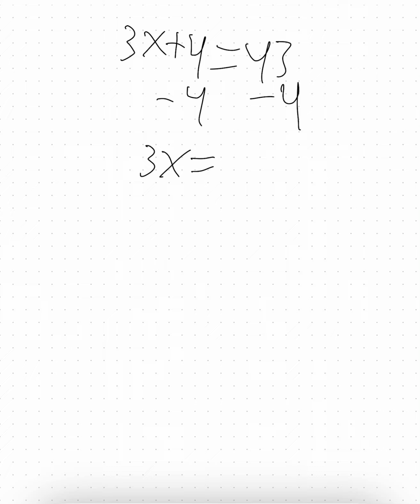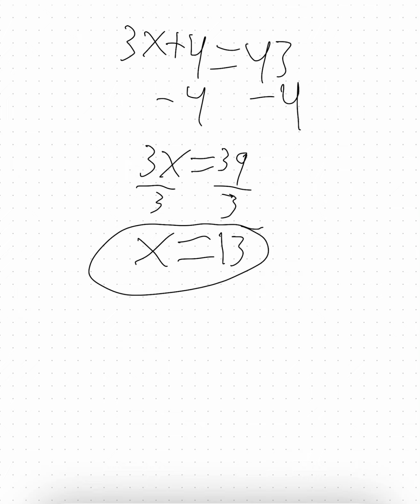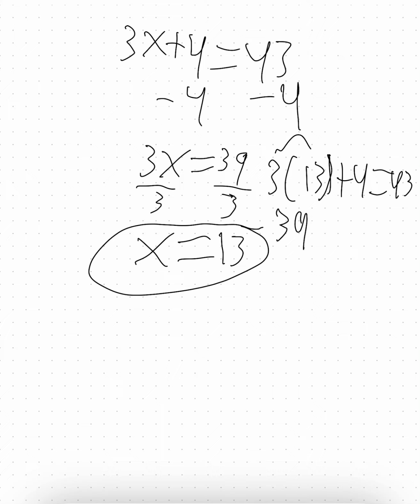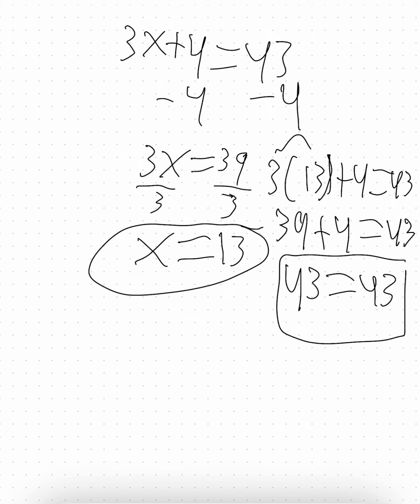So 43 minus 4. Sometimes your algebra teacher may let you have a calculator for algebra like this. If they don't, try to work it out. 3x is equal to 39. Well, let's undo this multiplying by 3 by dividing by 3. Get x is equal to 39 divided by 3, 13. It's 13. Now let's check. Three times 13 is 39. Add 4 equals 43. 43 equals 43. Perfect.